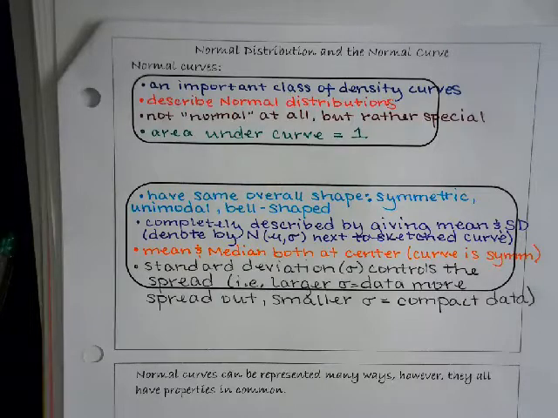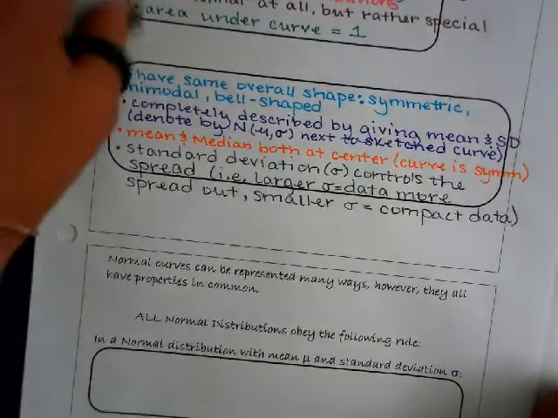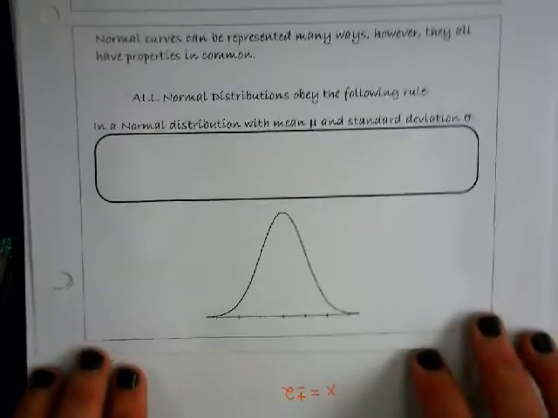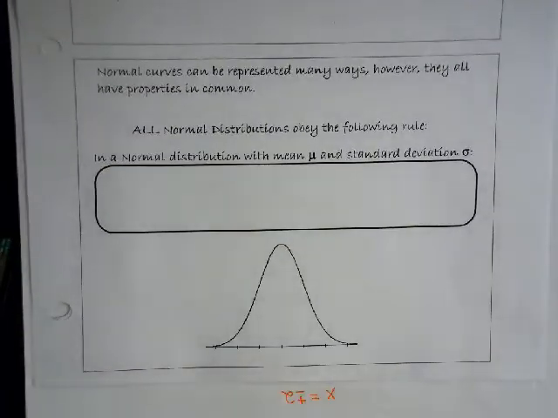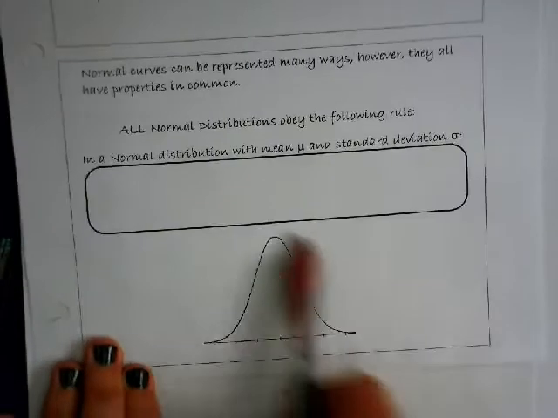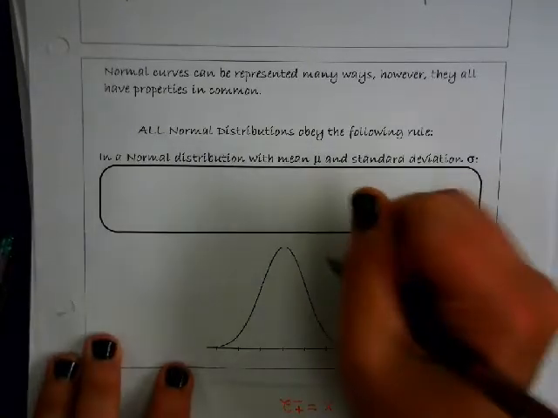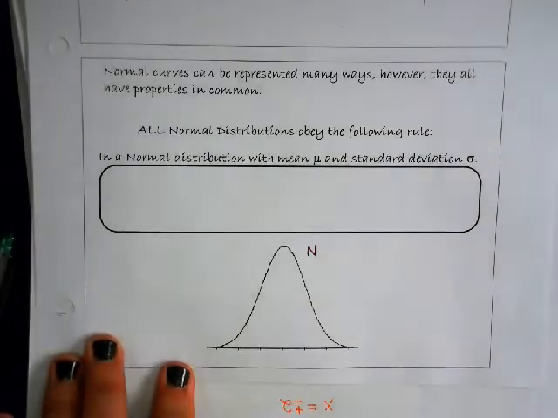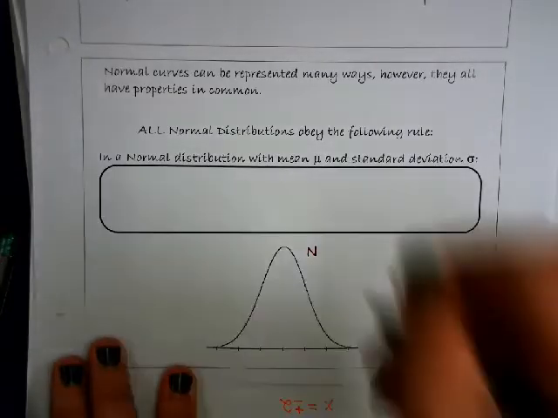So normal curves can be represented in many ways, but they do have some properties in common besides ones we just talked about. They all obey the following rule. If we're working with a normal distribution that has a mean of mu and a standard deviation of sigma, I put a template for the normal curve for you. Anytime we draw a normal curve, we're going to put a capital N. We're going to give the mean and the standard deviation next to it.